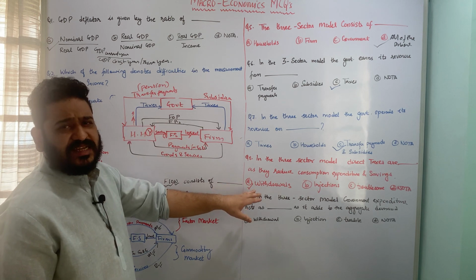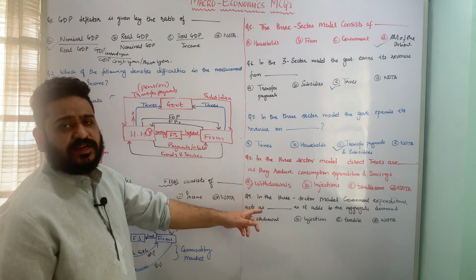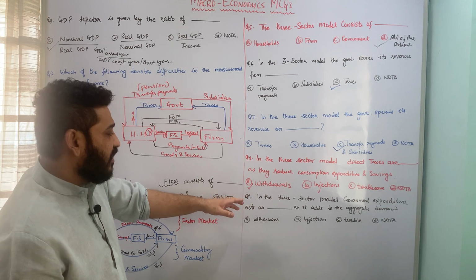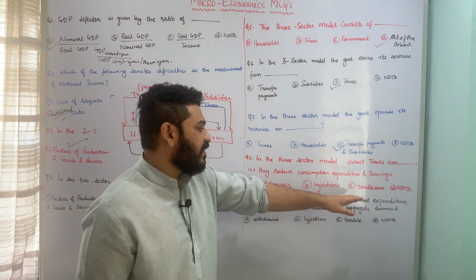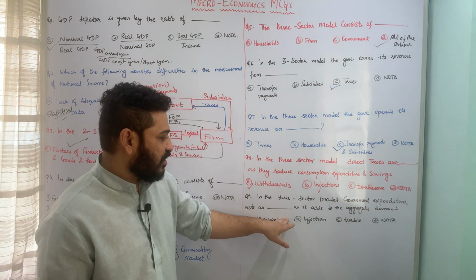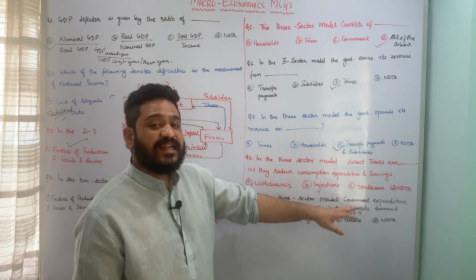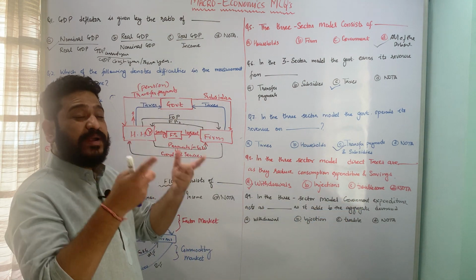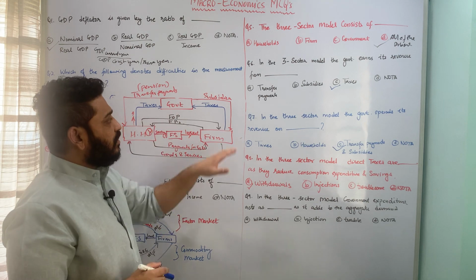Let's now come to the last question in this session, which is again in relation to the three sector model. It says that in the three sector model, government expenditure acts as dash as it adds to the aggregate demand. Government expenditure and not revenue, please mind, expenditure.